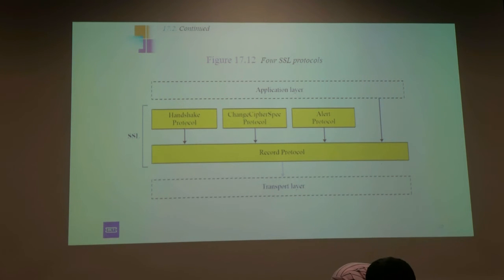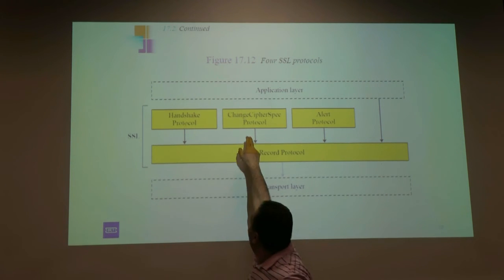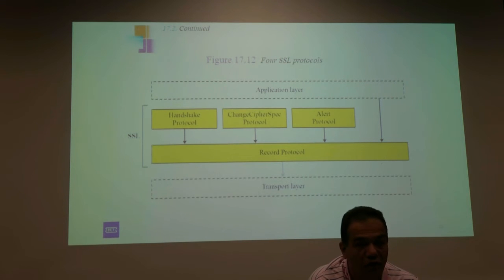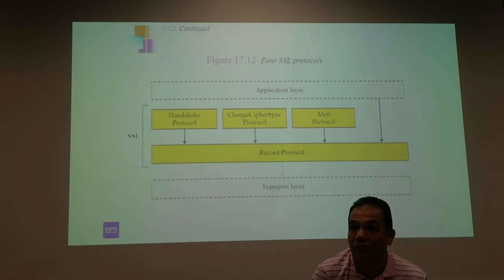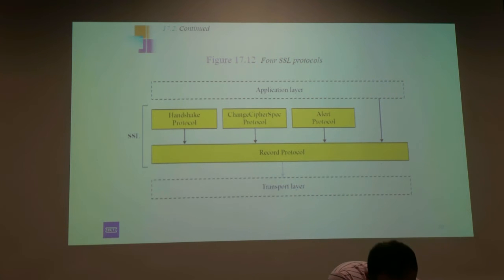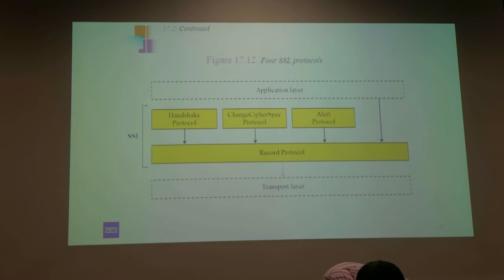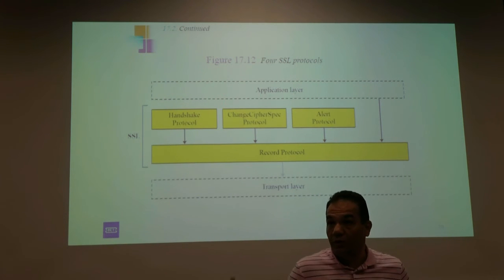The change cipher spec protocol, which is the second one in here. What's the job there? It is used for signaling the readiness of cryptographic secrets. Just a very small function. When everything is ready, it signals that we are ready. We'll see how. And then the alert protocol in here, what does it do? It is used to report abnormal conditions, mistakes, errors, whatever, abnormal conditions.